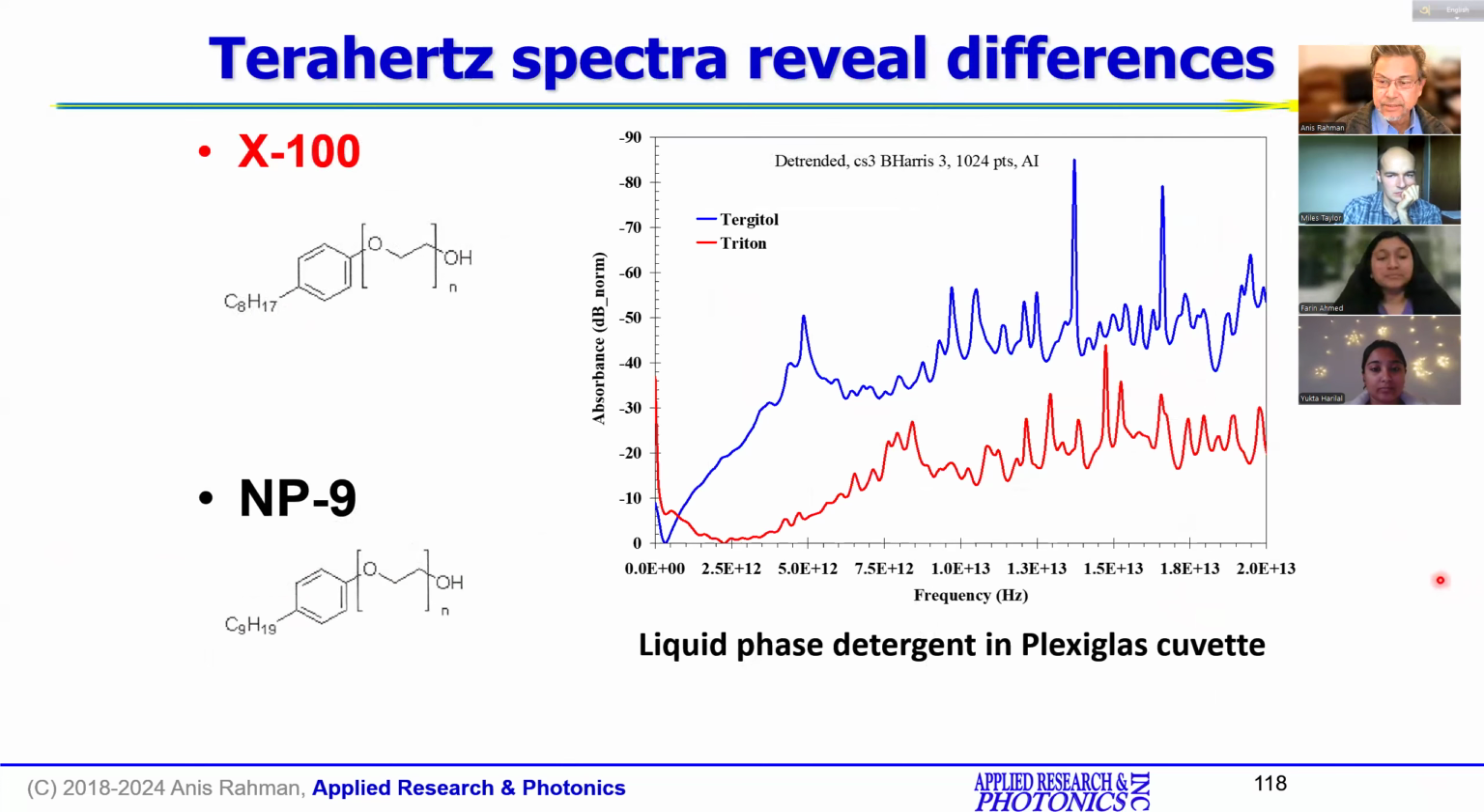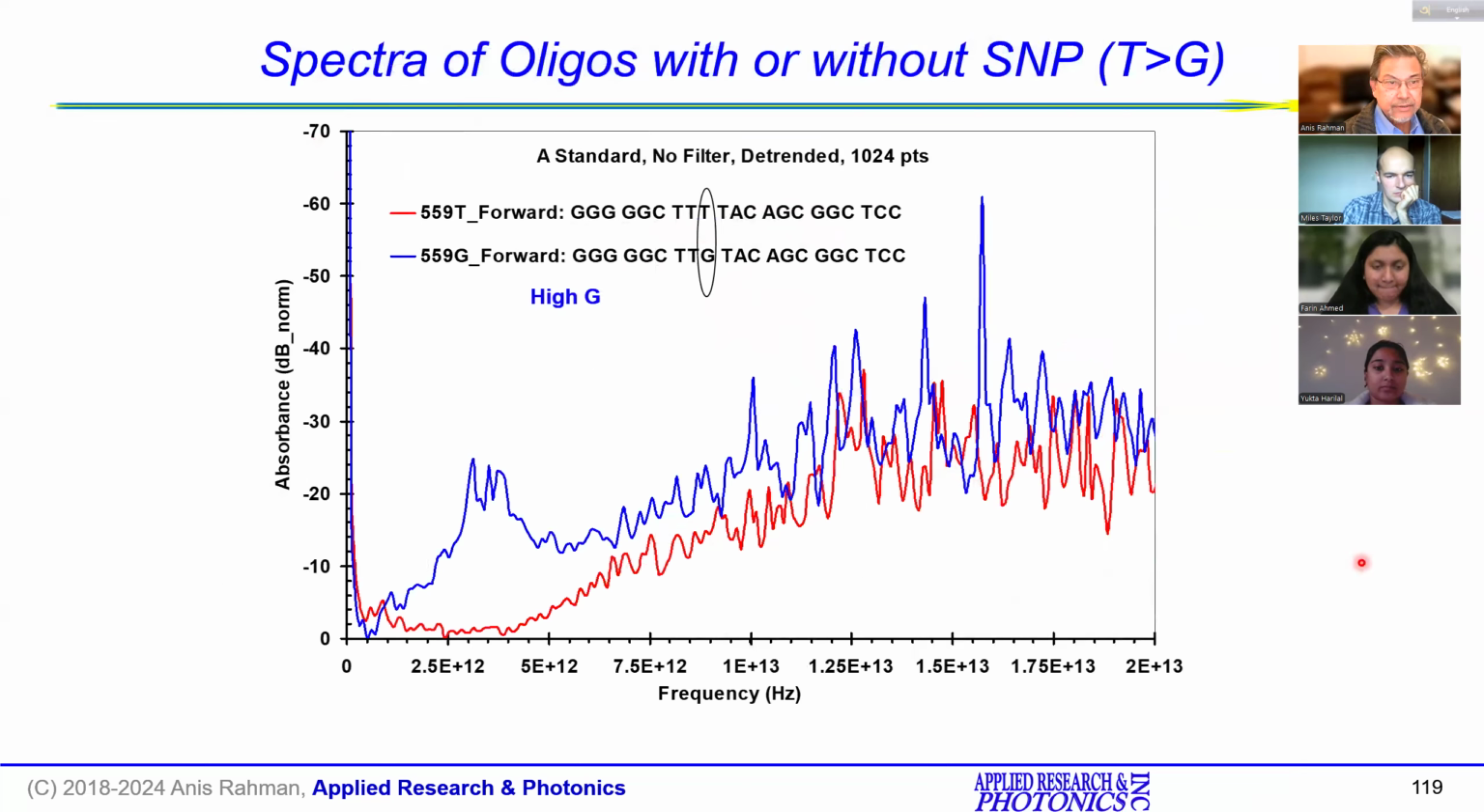And in the T-ray spectrum, up to 20 terahertz here, this is not in wave number but in T-ray, this one is called Tergitol and this one is called Triton. So with T-ray, you can see a very clear distinction between those two closely spaced molecules, and so on and so forth.